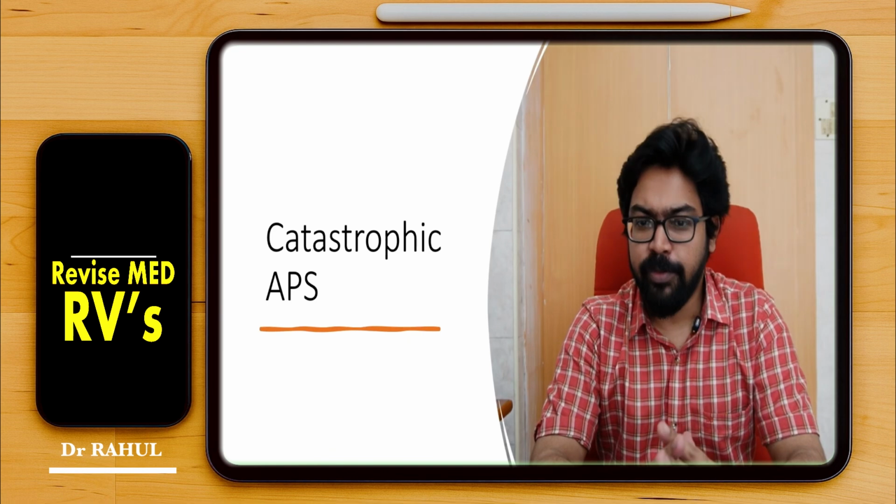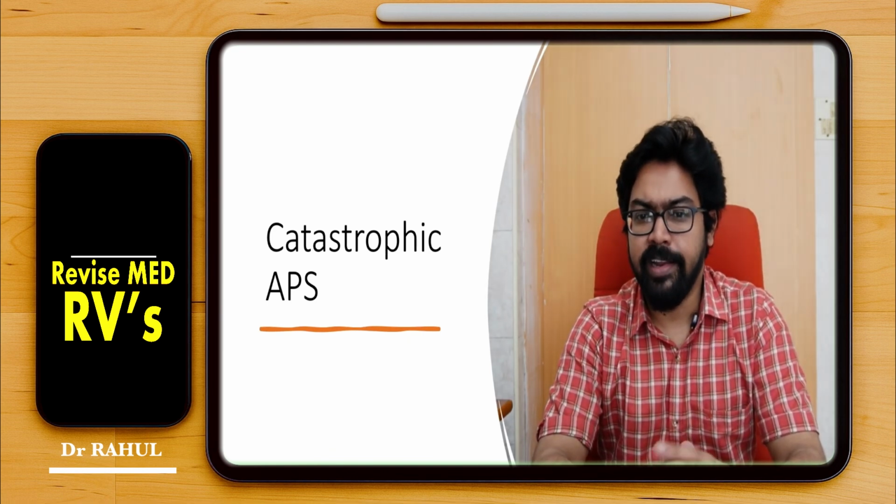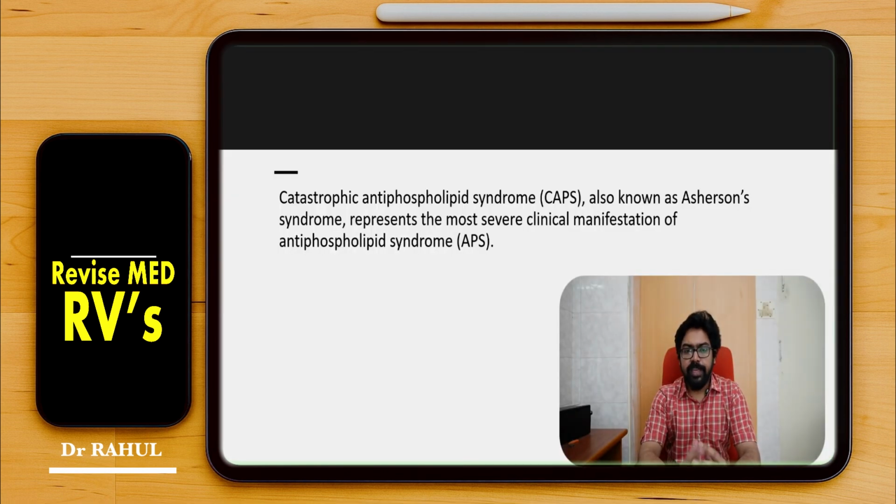I hope all of you will enjoy this topic. So let's get into the topic. Catastrophic APS is also known as Asherson syndrome, which is the most severe clinical manifestation of antiphospholipid syndrome.